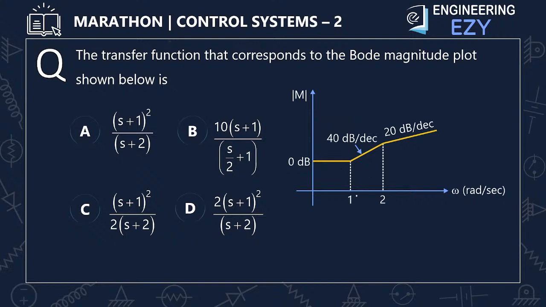It is so easy. I am also solving. First of all, see the starting slope. Starting slope gives the type of the system. Starting slope of the Bode plot always gives the type of the system.